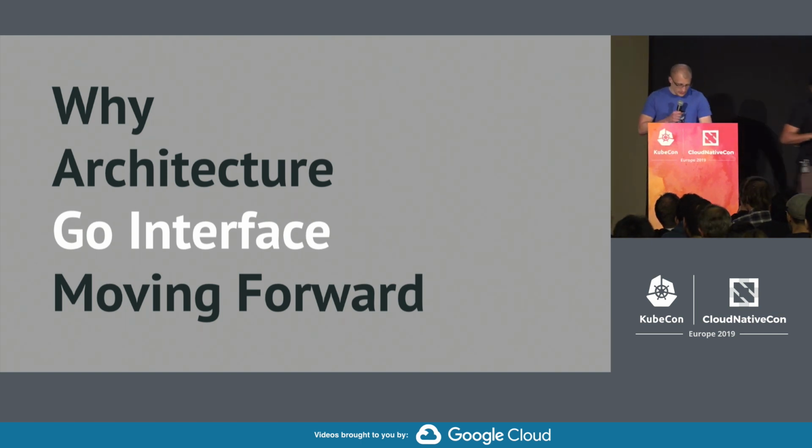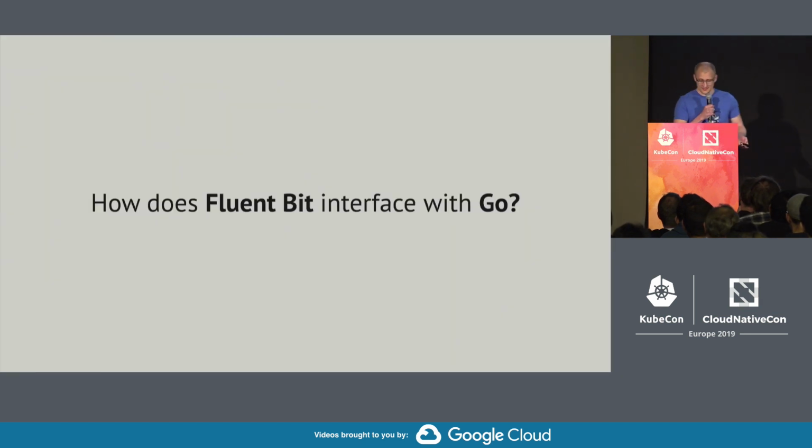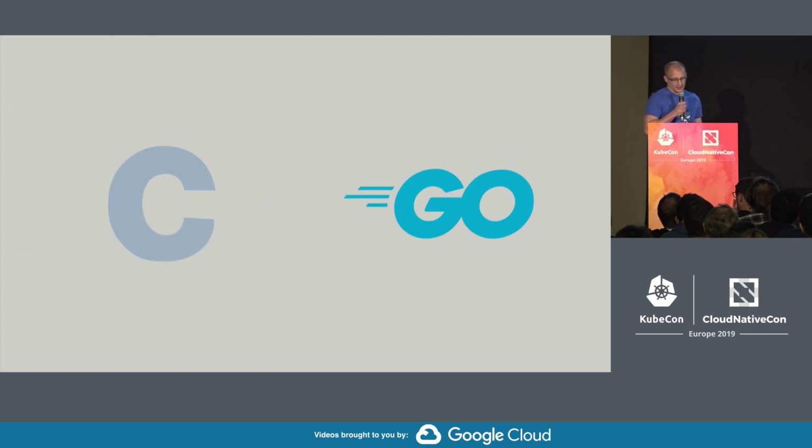Thanks. All right, so this is the fun part for me. How does Fluent Bit interface with Go? Fluent Bit is implemented in C, and we have some code written in Go that we want to interact with Fluent Bit. You may be aware of something known as CGo, which is the interop capability between Go and C. So we're going to be using that.